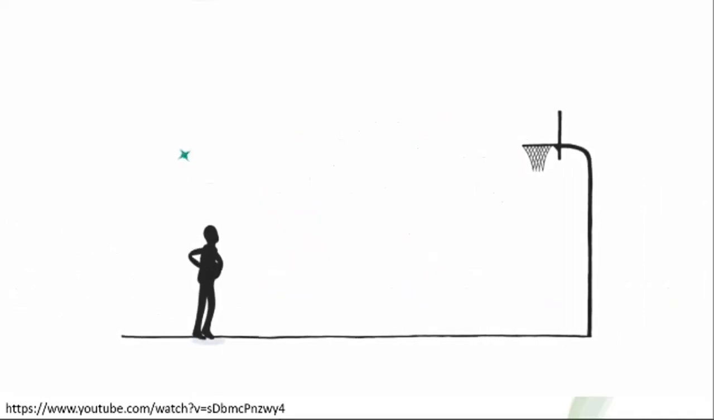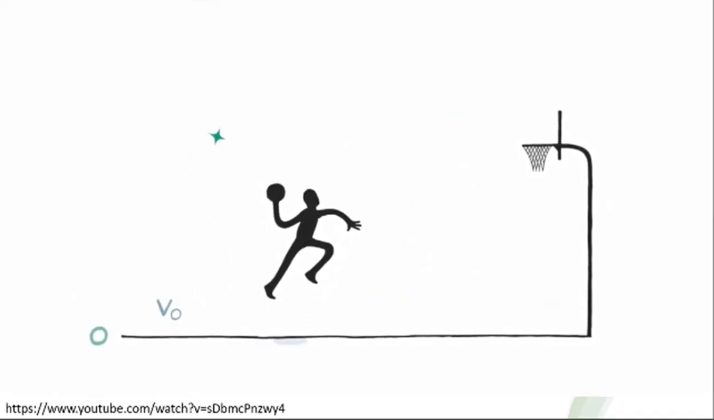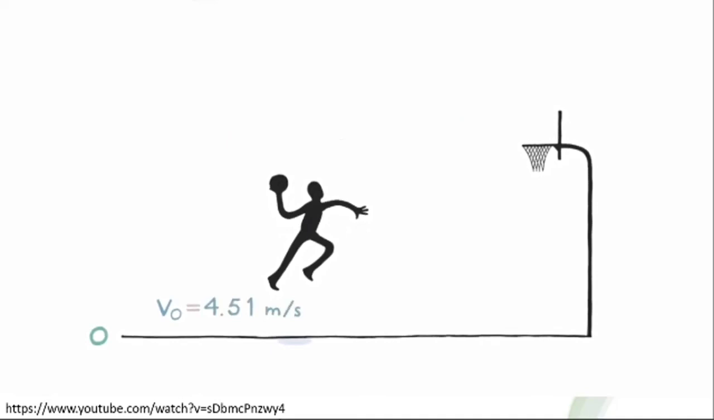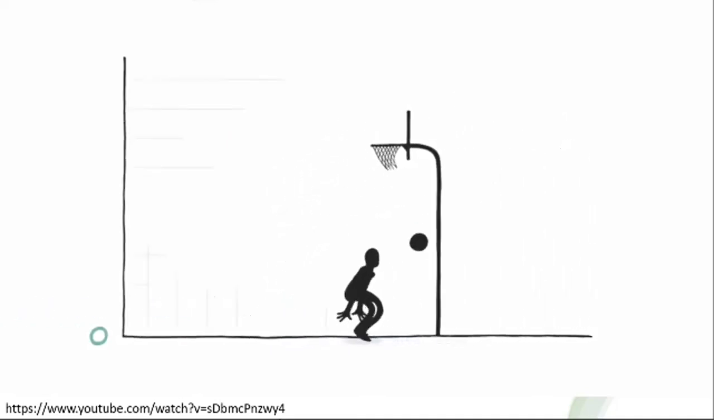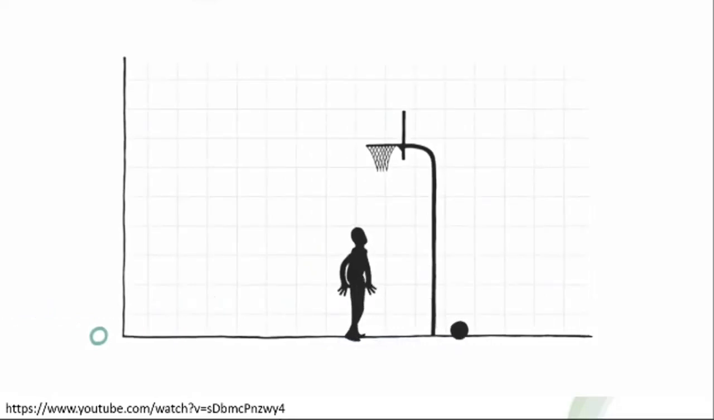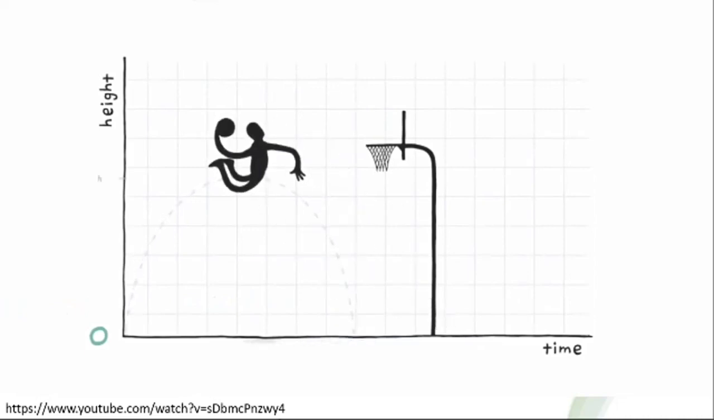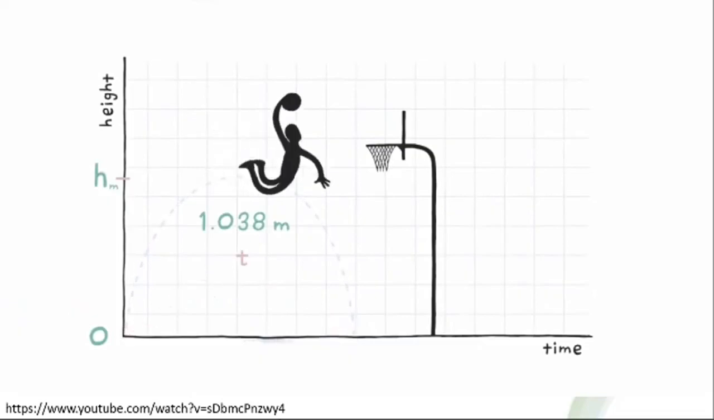Say MJ starts, as one does, at 0 meters off the ground and jumps with an initial vertical velocity of 4.51 meters per second. Let's see what happens if we model this equation on a coordinate grid. Since the formula is quadratic, the relationship between height and time spent in the air has the shape of a parabola. So what does it tell us about MJ's dunk? Well, the parabola's vertex shows us his maximum height off the ground at 1.038 meters. And the x-intercepts tell us when he took off and when he landed, with the difference being the hang time.